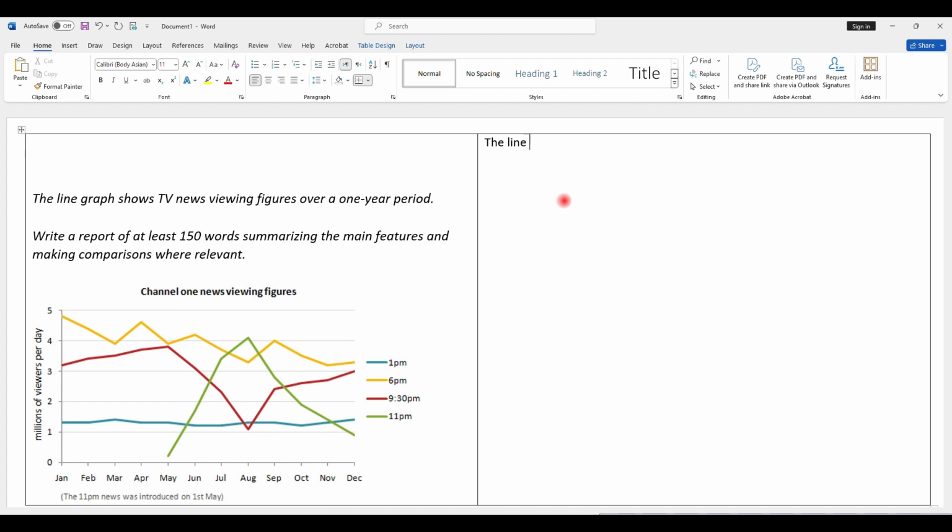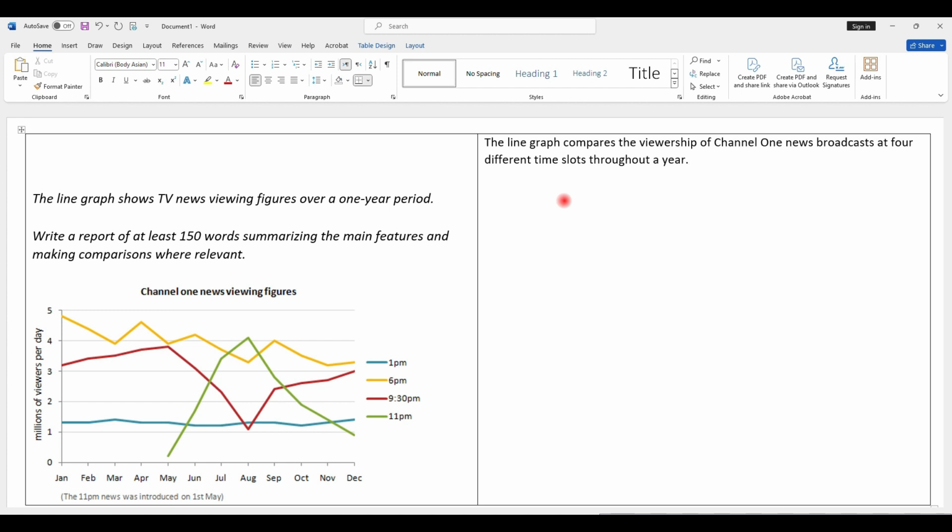The line graph compares the viewership of Channel 1 news broadcast at 4 different time slots throughout a year.